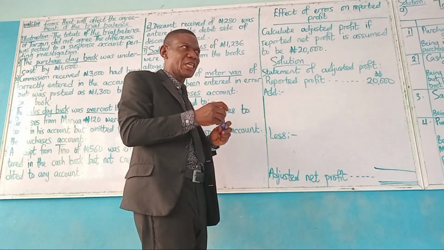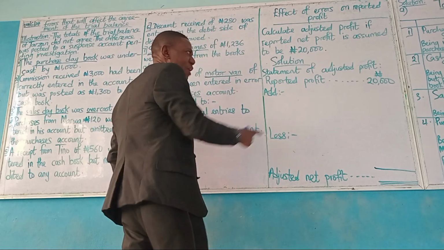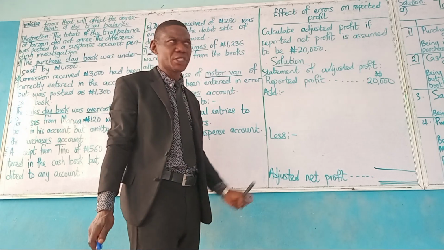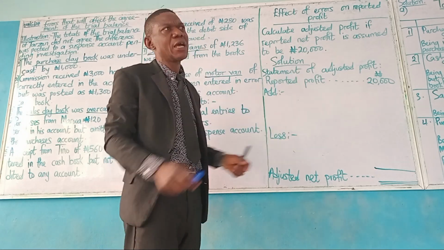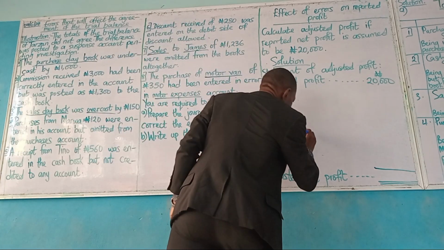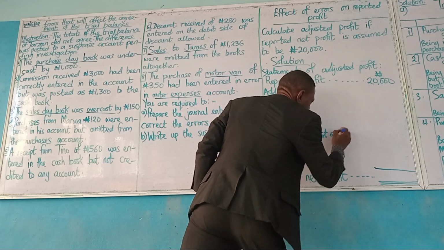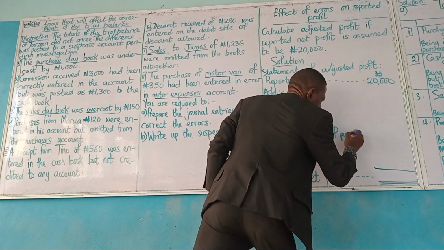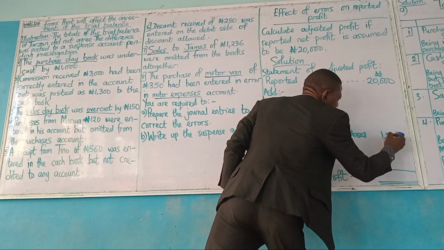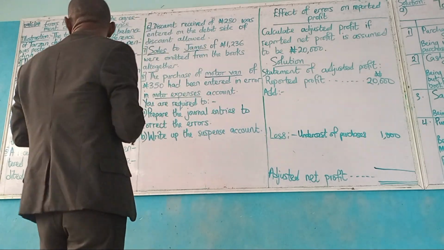So for reducing our net profit, it means that figure must be here. You have to subtract it from our net reported profit, because it must reduce our net reported profit. So undercast of purchases will be here. That is 1,000. I hope you understood this. Let's go to number 2.